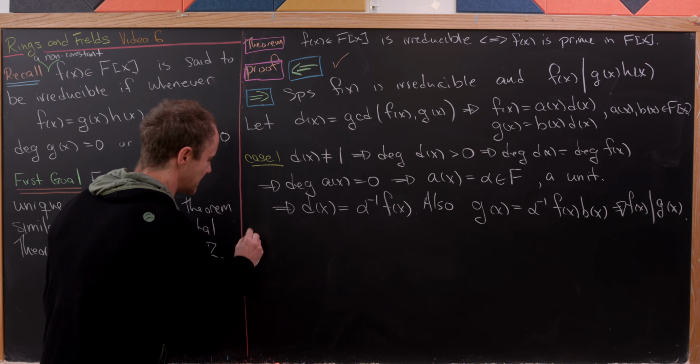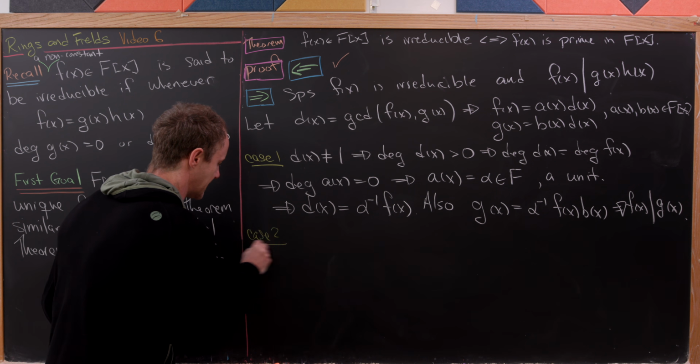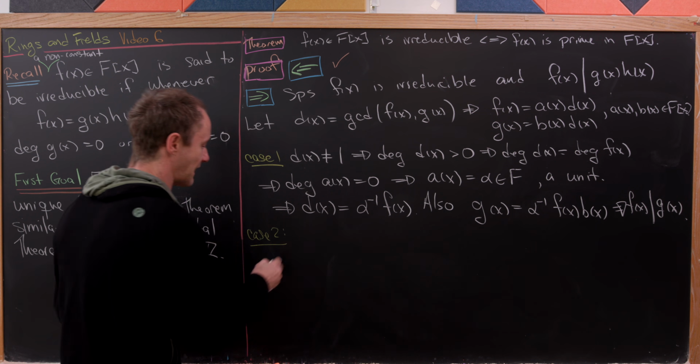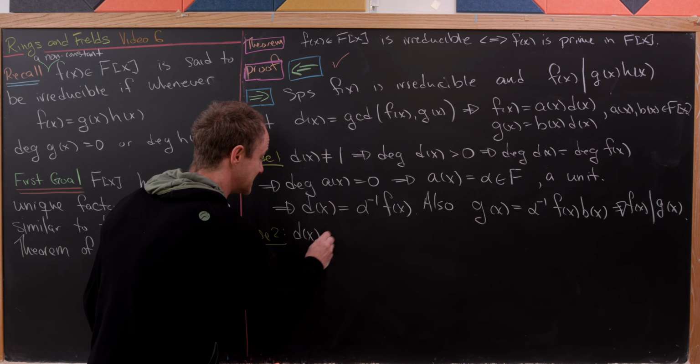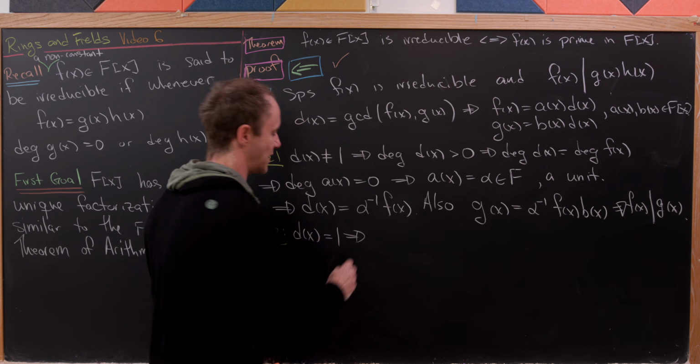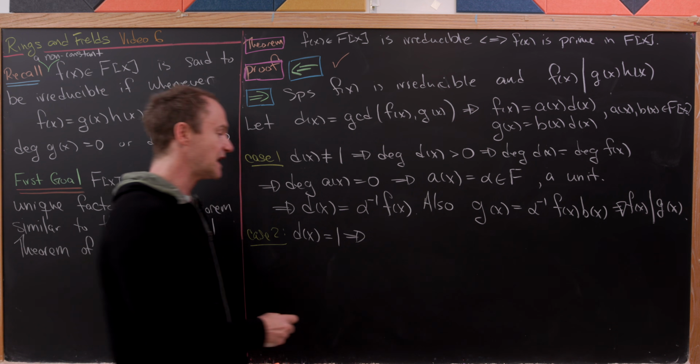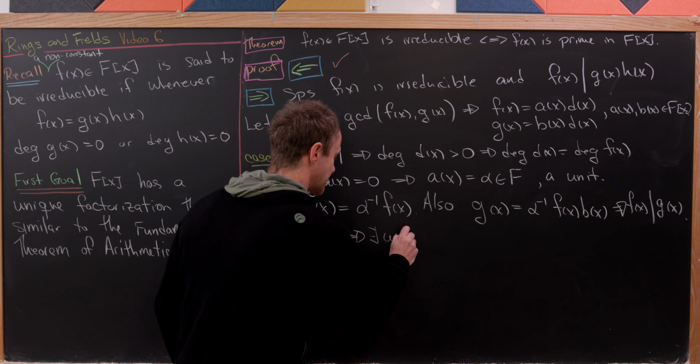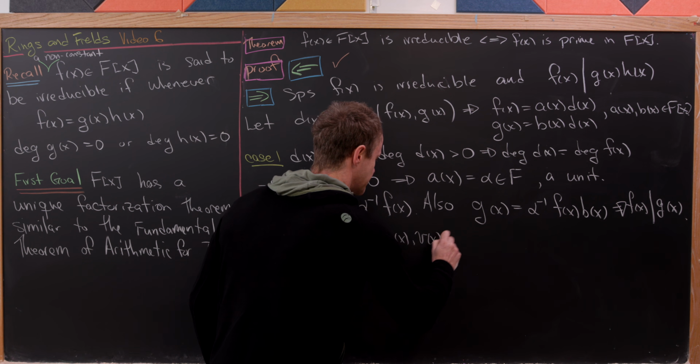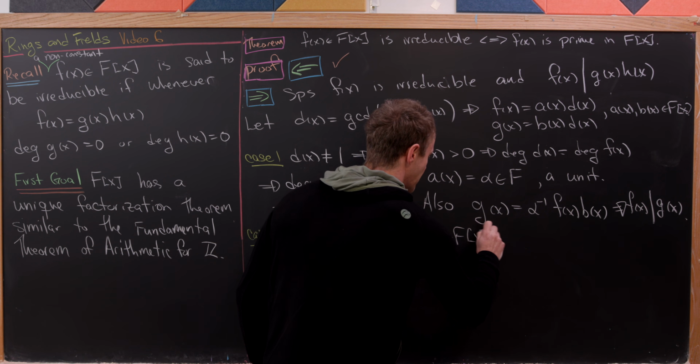Okay, so now let's move on to our second case, case 2, and that will be that d of x is equal to 1. And that, of course, covers all possibilities. It's either equal to 1 or it's not equal to 1.